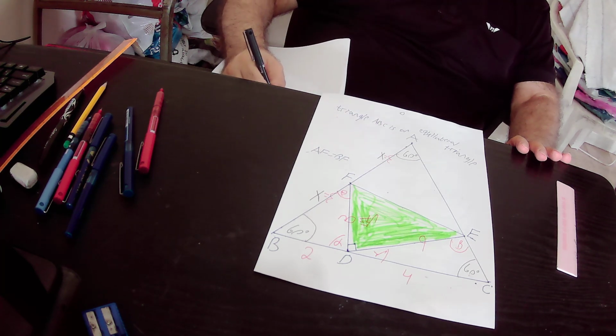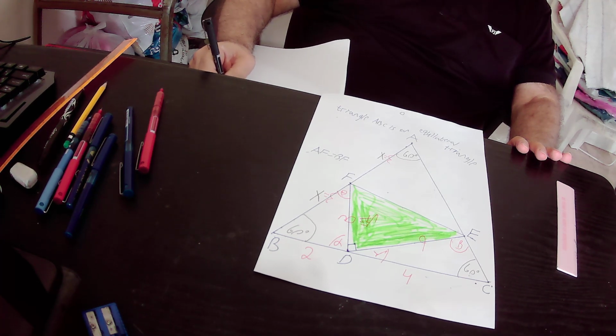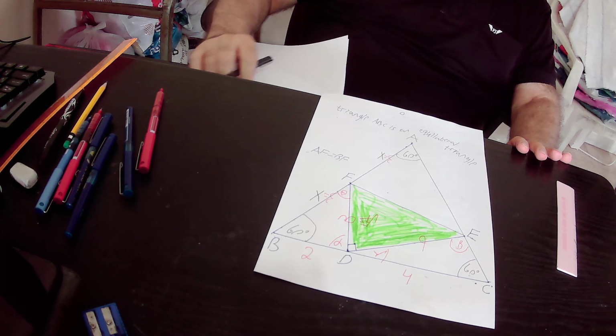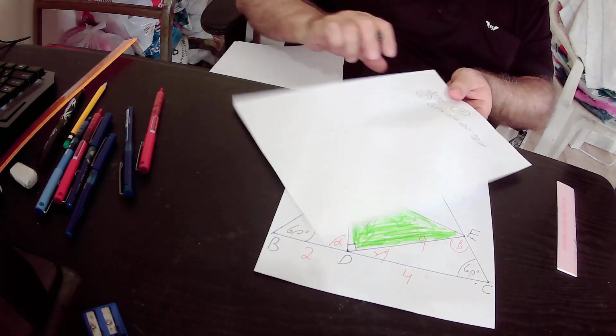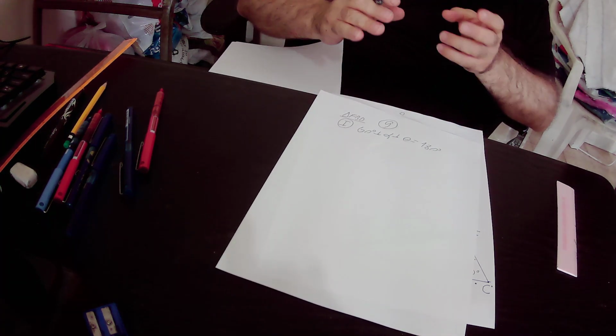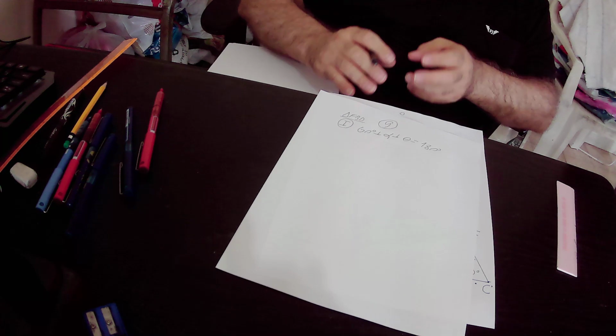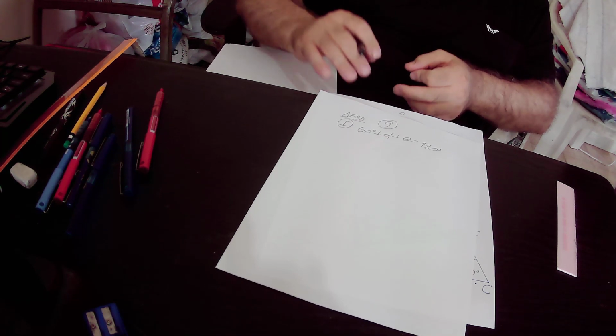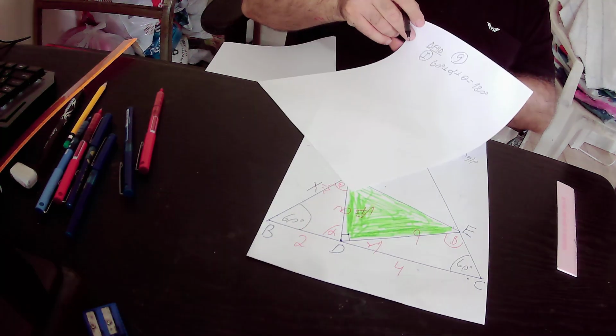That is to say 60 degrees plus alpha plus theta equals 180 degrees. Okay, so that is our first equation that states that the sum of the angles in triangle FBD equals 180 degrees.